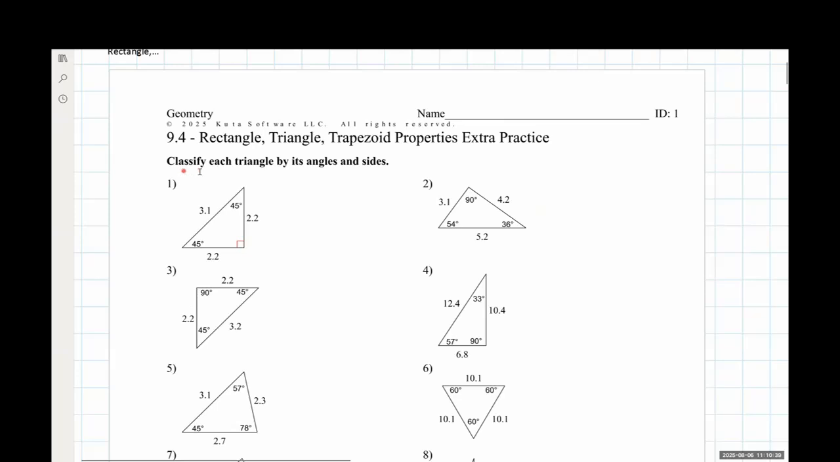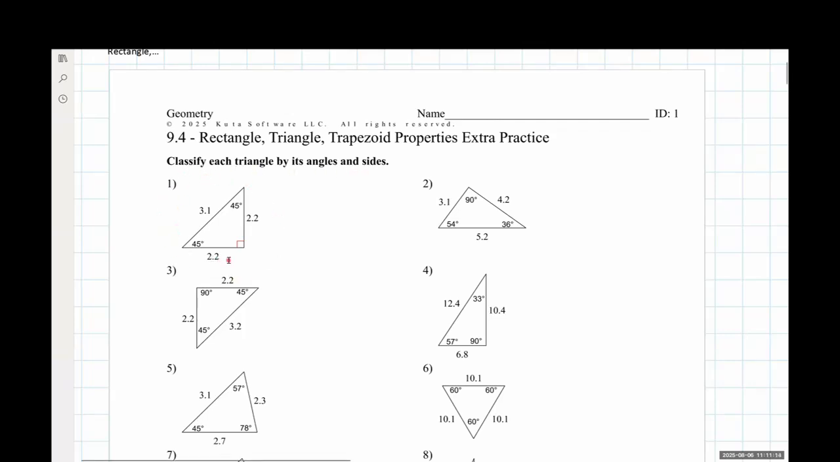So let's start with some of our first examples here. All we are doing is we are going to classify each triangle based on its angles and its sides. So remember, we have the equilateral, we have the isosceles, the acute, the scalene, the obtuse, things like that. So we want to take a look at these things and say, based on the angles, what kind of a triangle is it? Based on the side lengths, what kind of a triangle is it? And then we'll put those two definitions together as our final answer here.